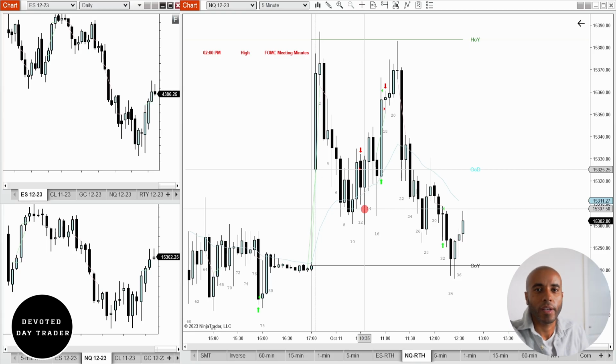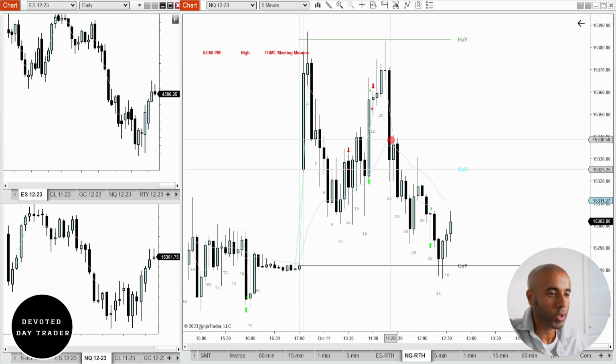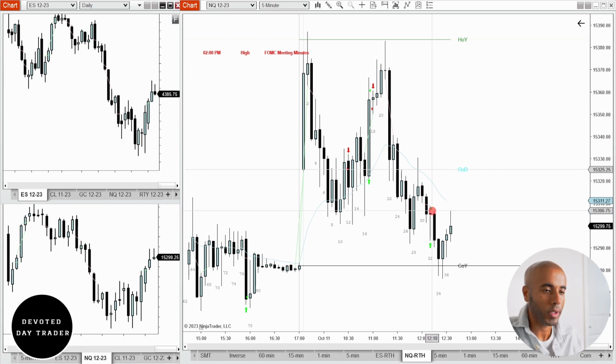Today is Wednesday, October 11th, 2023. This is a chart of NQ, 5-minute chart. Today I placed two trades on NQ. One was a loser and one was a winner. So I went short here, stopped out here, went short again, and covered here.